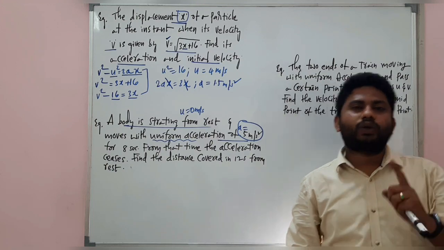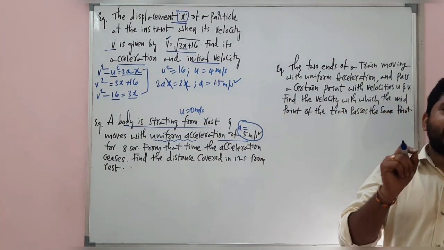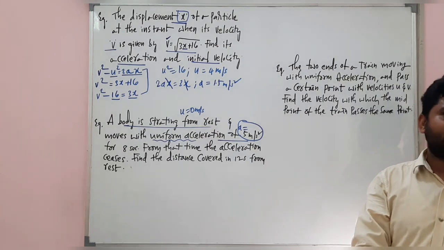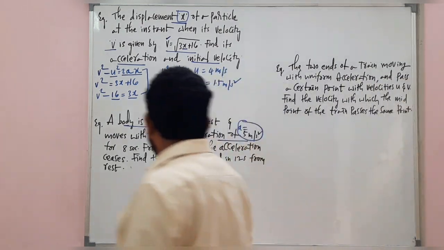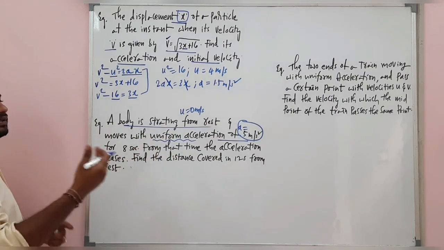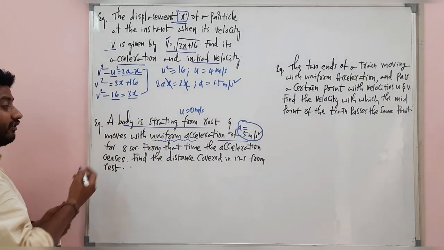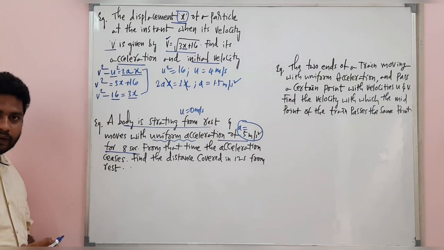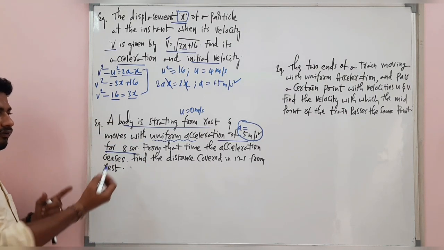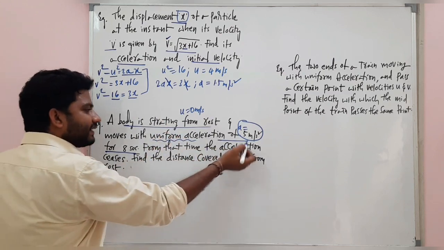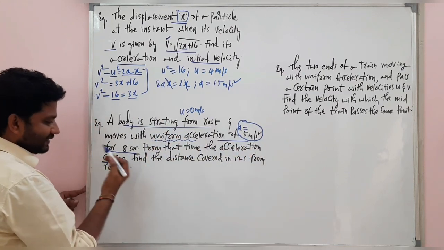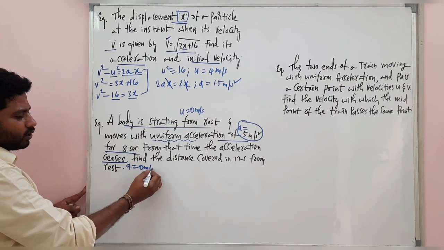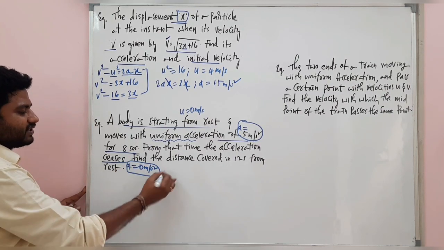This is the one and only condition to use equations of motion: the body must be moving with uniform acceleration. Alright? Now, this is moving with uniform acceleration of 5 meter per second square. For how many seconds? For 8 seconds it is moving. Then from that time, the acceleration ceases. Ceases means acceleration becomes 0 meter per second square from this time.